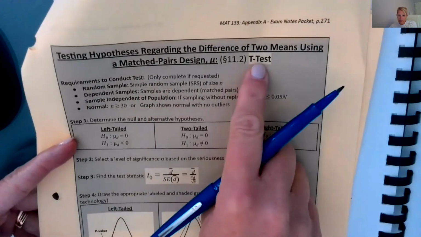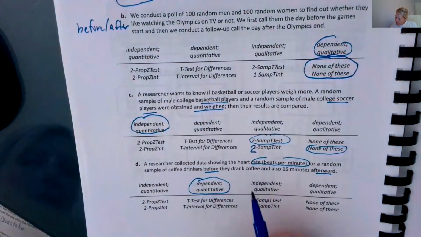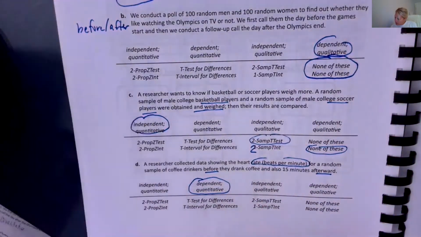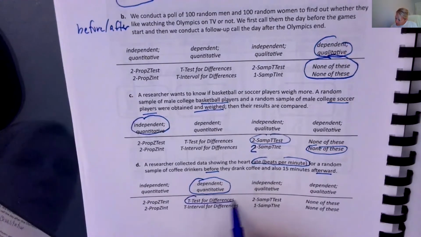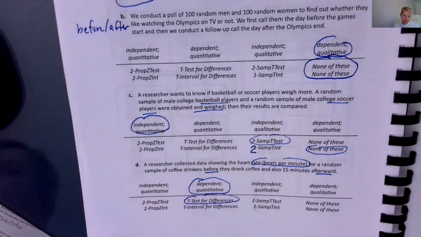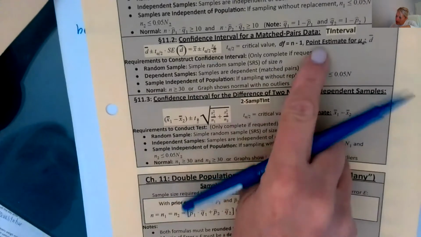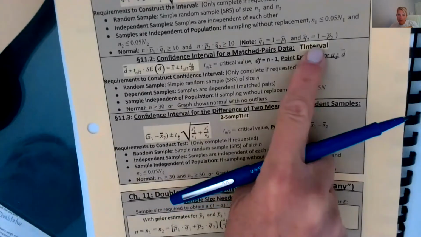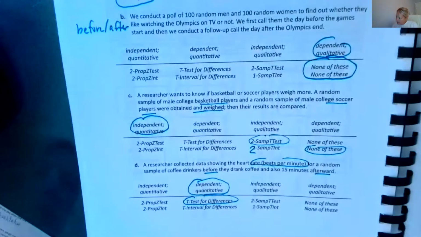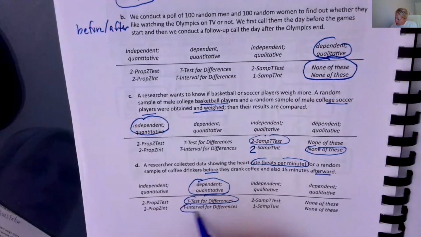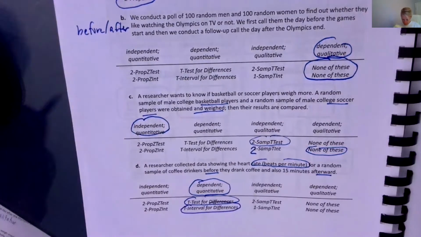So we're going to run a t-test. If we were doing a hypothesis test, it would be a t-test. And so t-test for differences. And then when we go to our confidence intervals, we would be looking at a t interval for the differences. It'd be matched pairs t interval for the differences. So right there. Okay.